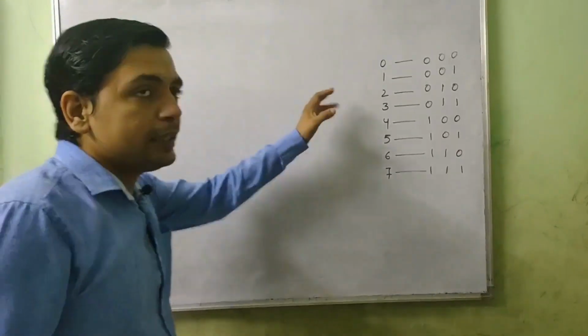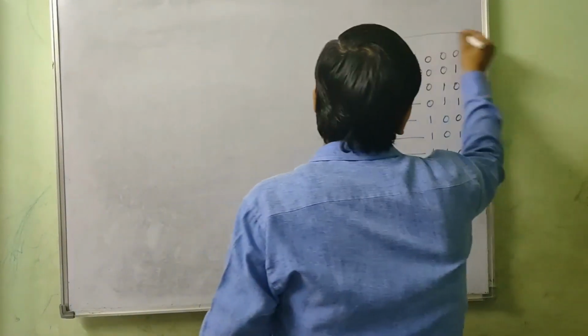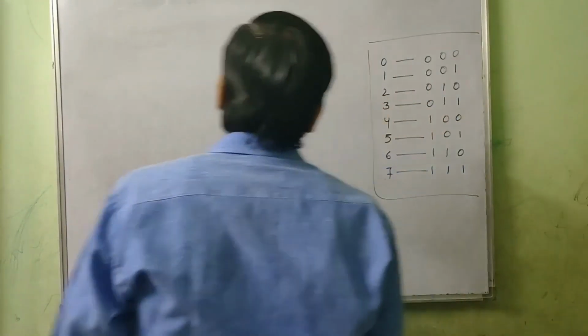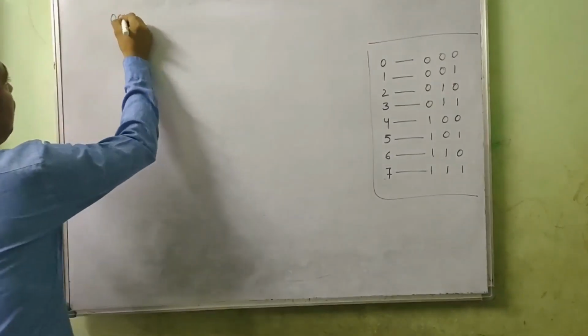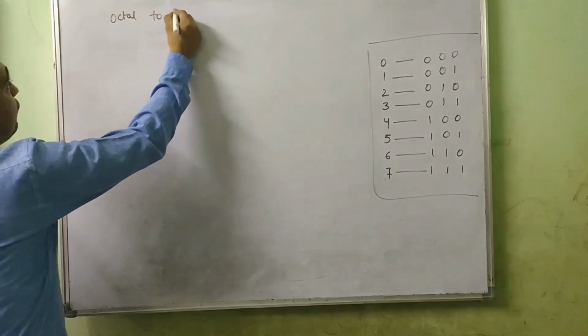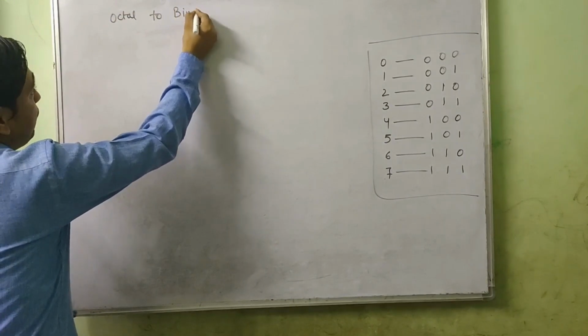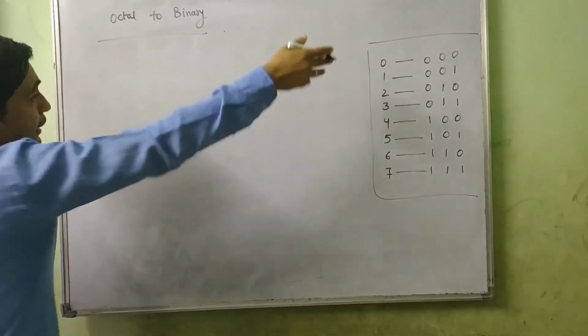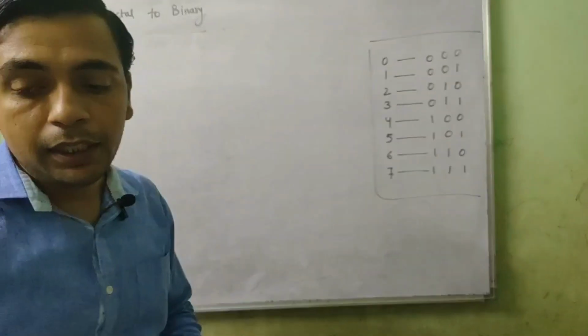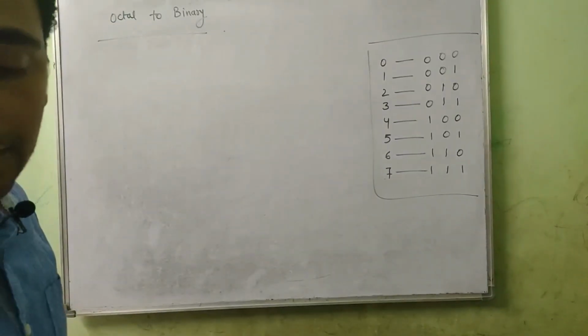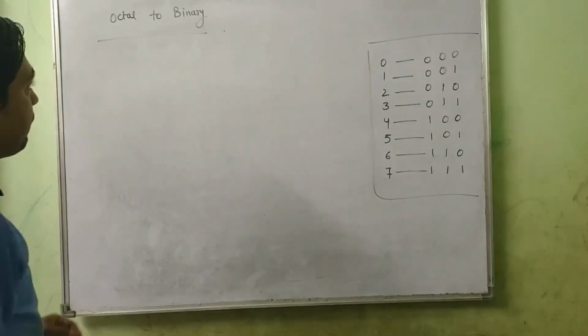Okay. So why have I written this? Because I told you the conversion of octal to binary will be very easy, but only when you remember that table. So with some practice of questions, you will definitely remember that.